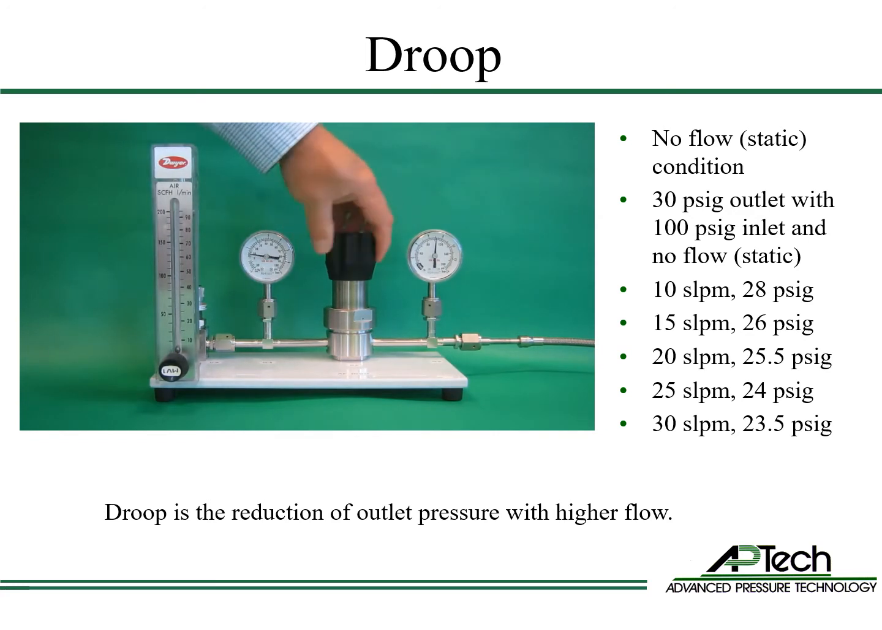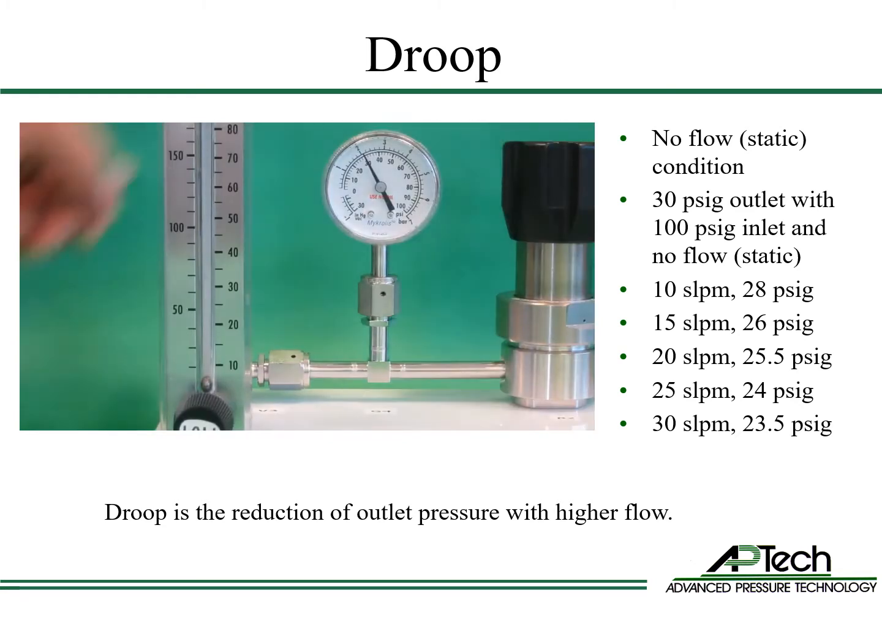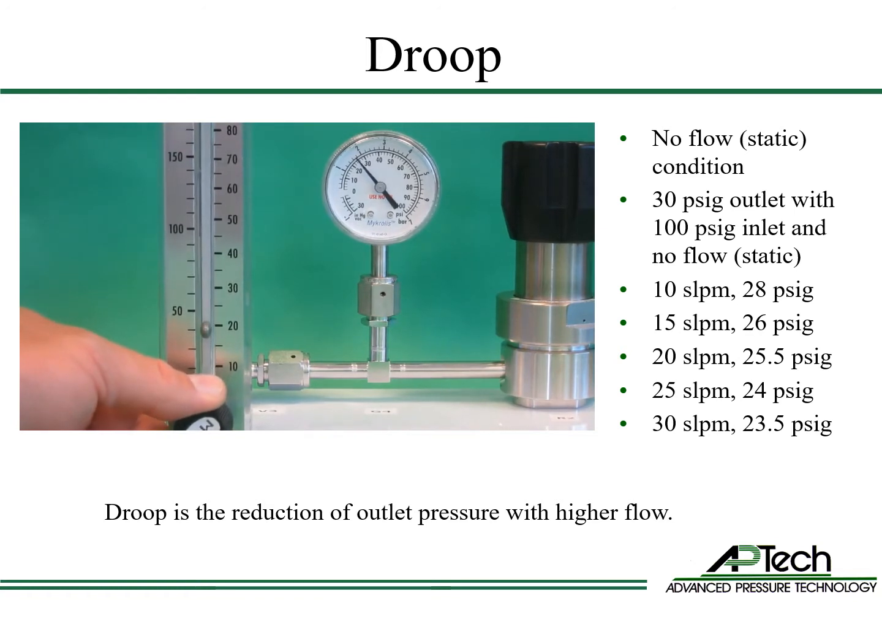In this example, an AP1000's inlet pressure is set to 100 psi. The regulator is opened and adjusted to 30 psi outlet pressure with no flow. As flow begins, the outlet pressure drops. At 10 liters per minute, the outlet pressure droops to 28 psi.